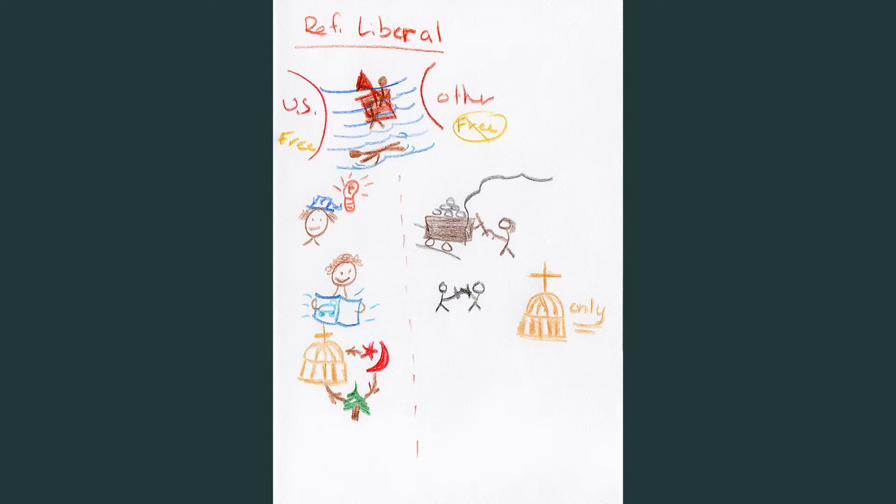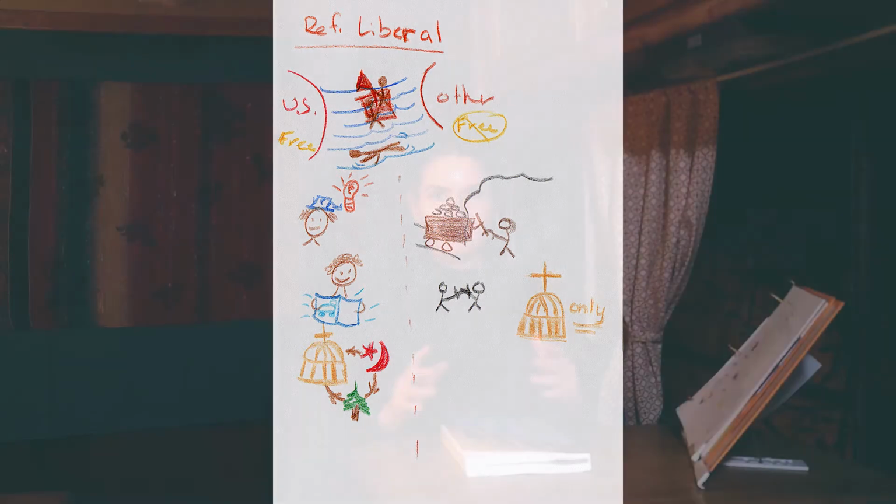So here, the definition of liberalism, I have the United States on the free side. I have the other side with "free" crossed out. And these people are swimming across to the free side. They're trying to get away, right? They're trying to find liberty and freedom.